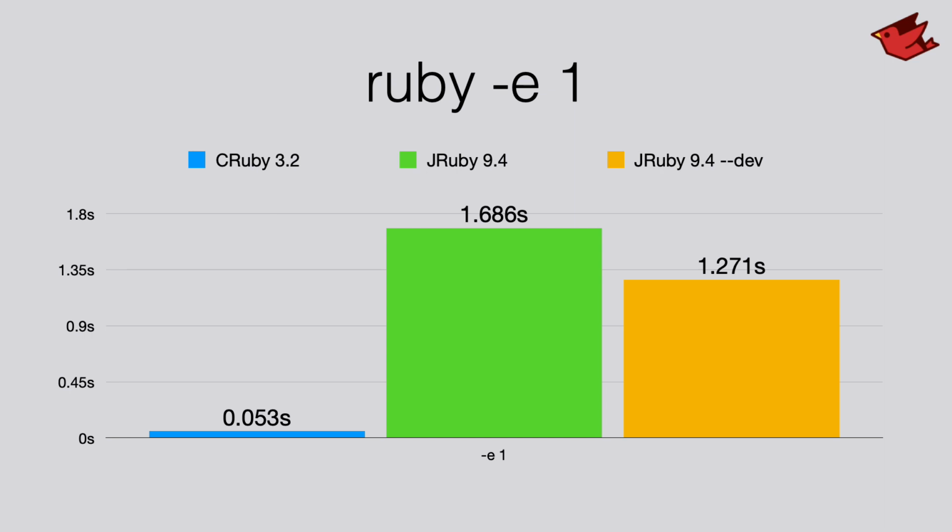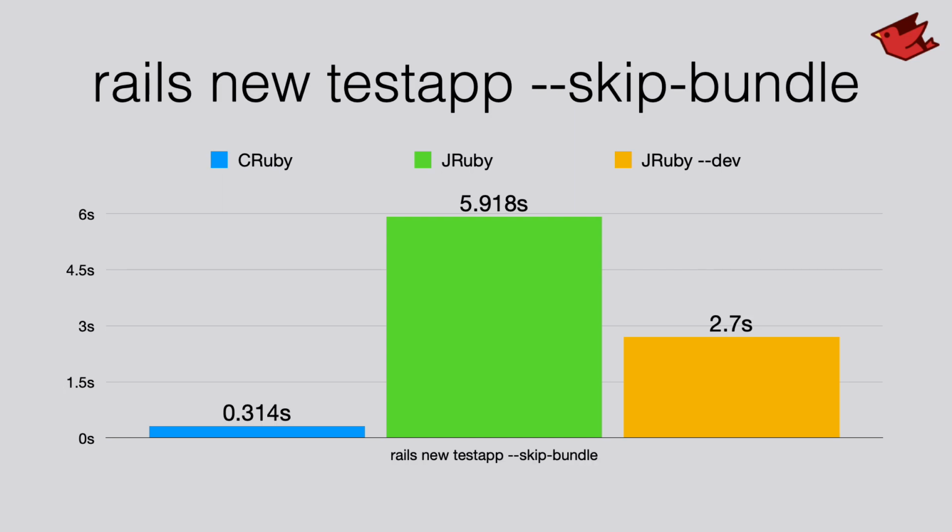If you actually run something larger, like generating a whole Rails application, now we start to look a little bit more competitive with CRuby. Here we're taking 2.7 seconds. Yes, this is still like 9 times slower than it takes CRuby to do it, but you can see that dev mode is helping quite a bit. And the larger your application, the more work it needs to do as it starts up, the more JRuby will start to get closer to CRuby's time.